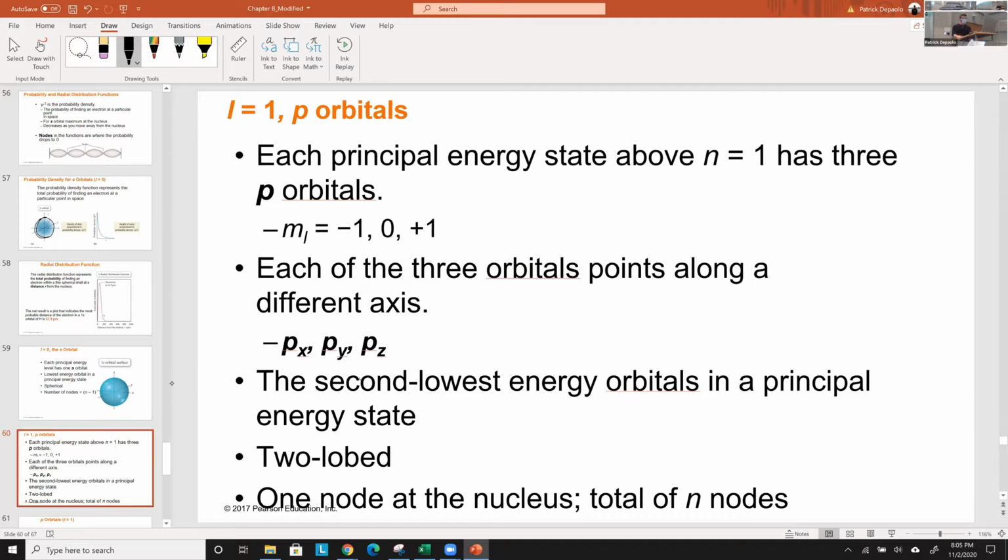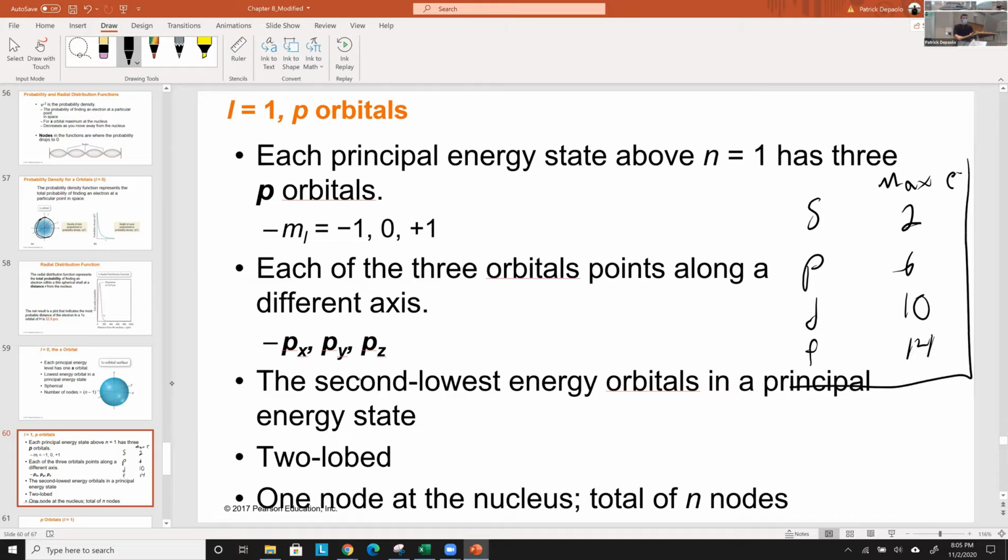So on the side here, you should write the s can have a max of 2 electrons, p is a max of 6, d is a max of 10, and then f is a max of 14. Those are important to know when we relate this to the periodic table. And you'll see exactly why this is the case.